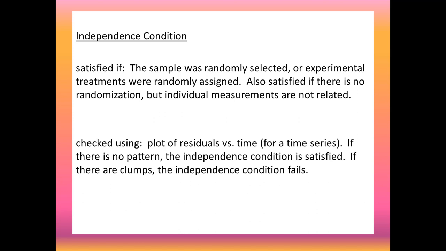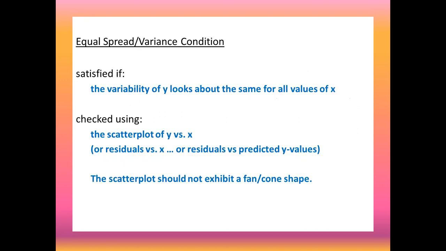Basically what you would want to see in that plot is no pattern whatsoever, but if you have a bunch of positive residuals clumped together somewhere and a bunch of negative residuals clumped together somewhere else, that's a problem. That's when you have data where the individuals aren't independent of each other, and that's where the independence condition would fail.